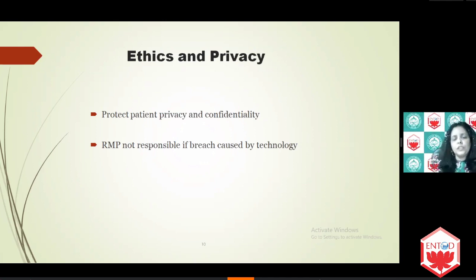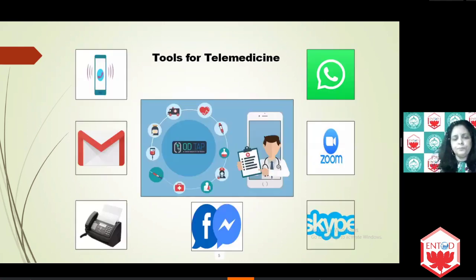So we should choose a technology where ethics and privacy can be maintained for sure. As I said, there are so many tools for telemedicine, and it is very, very difficult to decide which tool we should use, but a dedicated app is the best. For the last 1 month, we have been researching various types of solutions for telemedicine.